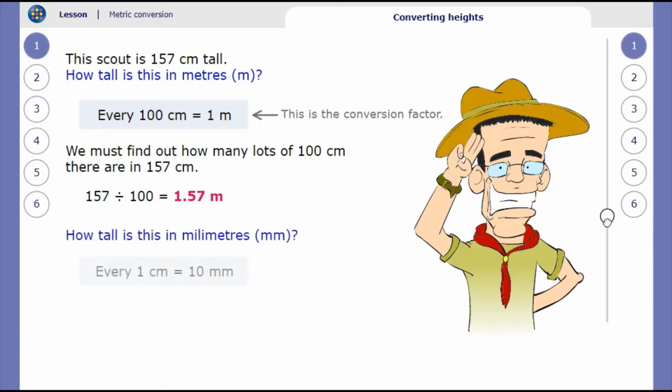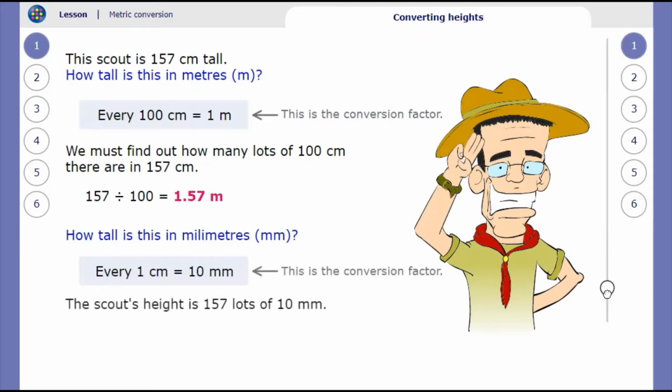Now, how tall is this in millimetres? Now, that's a tricky one. So if every 1 centimetre is 10 millimetres, okay, so if we know that every 1 centimetre is 10 millimetres and the Scout is 157. So to work out how many millimetres he measures, we need to take the Scout's height and work out how many lots of 10 millimetres that is. Because for every 1 centimetre, there's 10 millimetres.